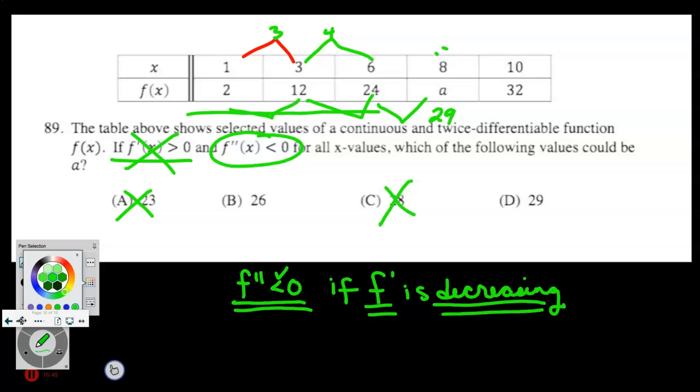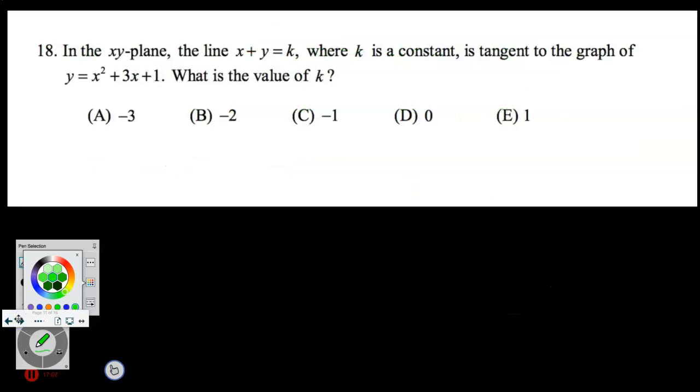All right, so over here, when I put in a 29, I get 5 over 2, or 2.5. My slope over here would be 3 over 2, or 1.5. That is causing my slopes to decrease, which means their derivatives are negative. So my answer is D. That one was tricky. All right, next one up.